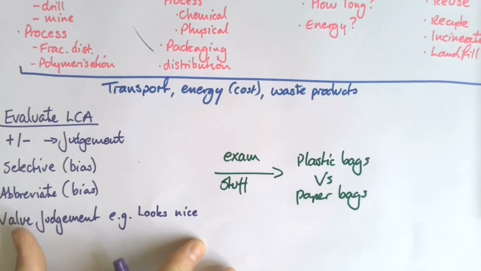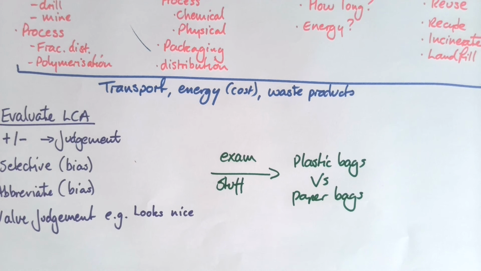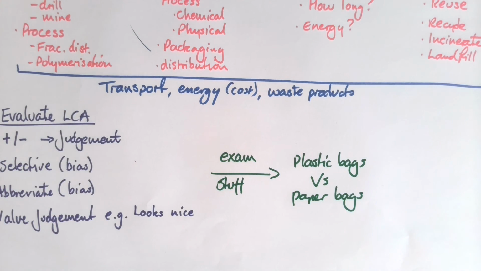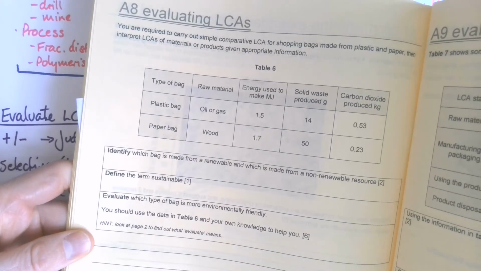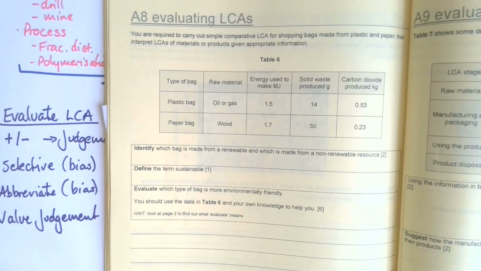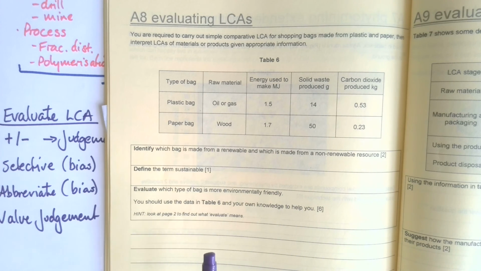And then really the exam stuff is that the examiners really like to do a comparison between plastic bags and paper bags. And in the C10 book that I've got here, you'll see that I've got an example on A8 and A9. So this is the kind of thing that they do. They'll give you some details about plastic bags and paper bags, and your job is to weigh up what's positive and what's negative for each one of these, and then make a judgment overall about which you think will be the more appropriate bag to use.